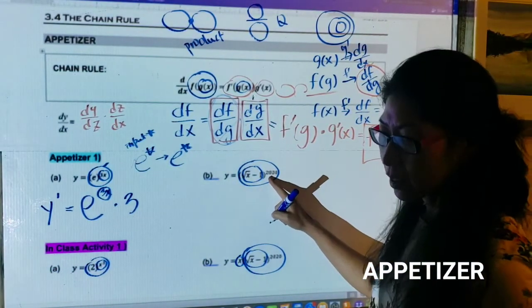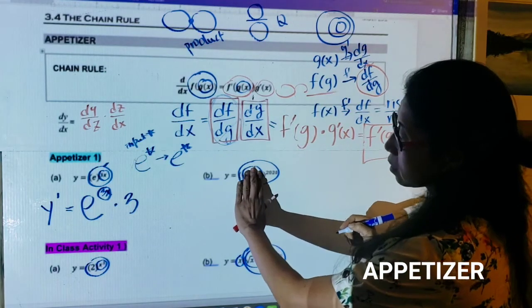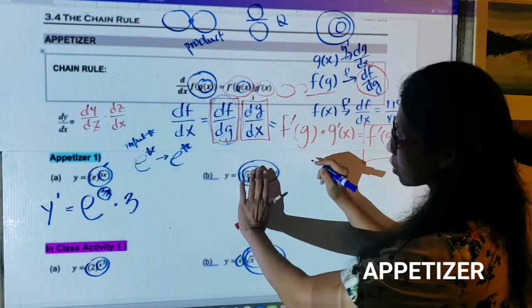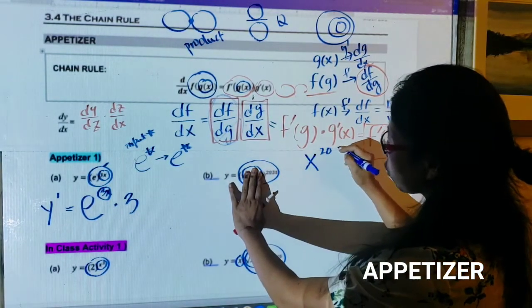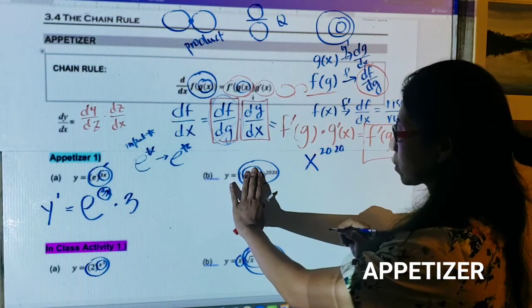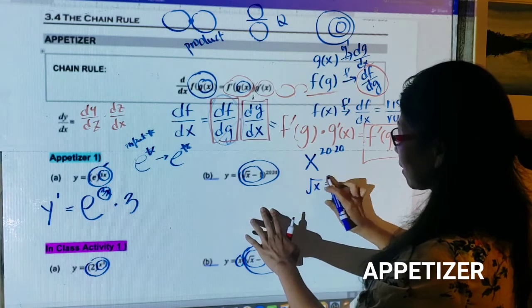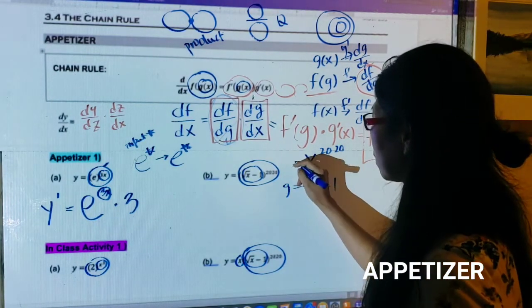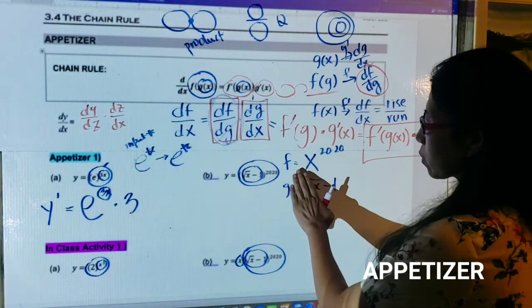So now let's look at the next one. Do you see 2 functions? Do you see the big function? I see an exponential function. Something like, I will just use x, which I don't prefer. So x to the 2020. That's the outside function. The inside function is square root of x minus 1. And I can call this one g. This one is the outside function, this one is the inside function. Then I'm going to take a derivative.